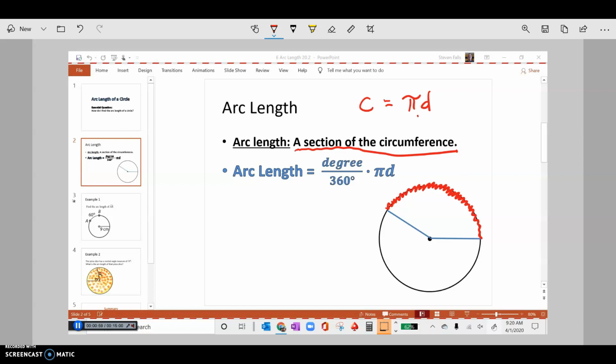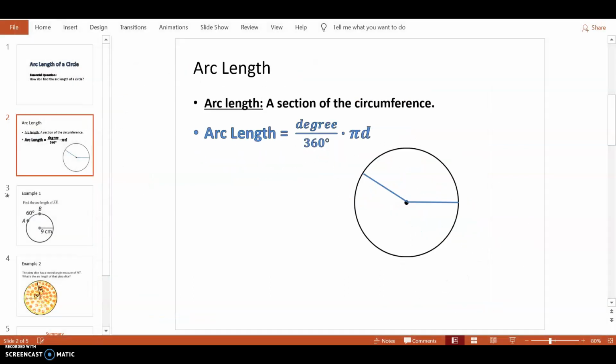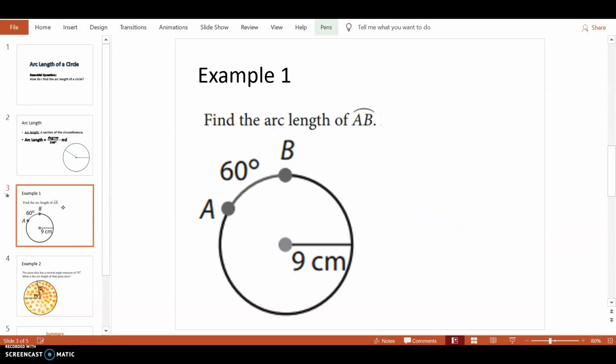Okay, so you can see, look, that's where that comes into our formula right here, pi times diameter. But then just like sector area, we need to multiply it by some angle theta over 360. And that's how we're going to find arc length. Okay, so let's try an example here. Get it copied down. All right, so press play when you're ready to go.